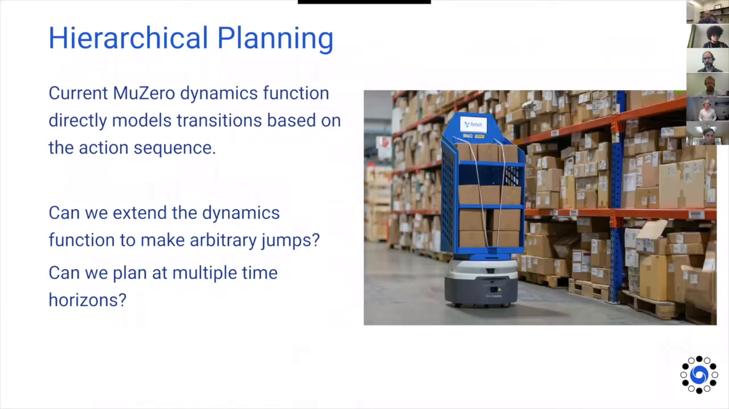Another possibility that's quite important, I think, is hierarchical planning. Currently, the dynamics function of MuZero directly models transitions based on the action sequence, which means that the planning is inherently tied to planning one action at a time. But in many circumstances, we would like to sometimes jump ahead or plan at multiple timescales. For example, with this warehouse robot, you might want to plan the current movement very precisely, but then make a long-term plan over which packages to get next. So I think hierarchical planning, hierarchical RL, will be a big source of improvement if you can crack it.